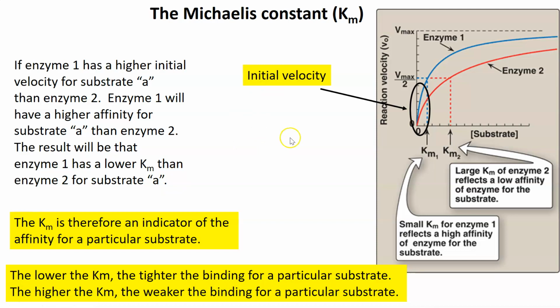I've mentioned this before, so I'll skip this as well. But just keep these boxes in yellow in mind. These are the really important bits to learn. The Km is an indicator of the affinity for a particular substrate, and the lower the Km, the tighter the binding for that particular substrate. Or in other words, the higher the Km, the weaker the binding for that substrate.